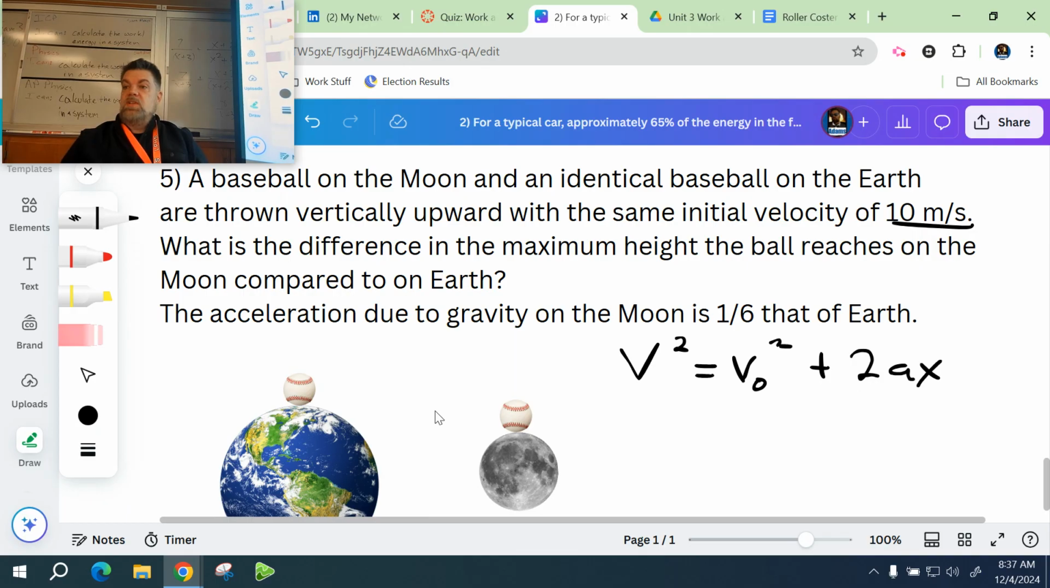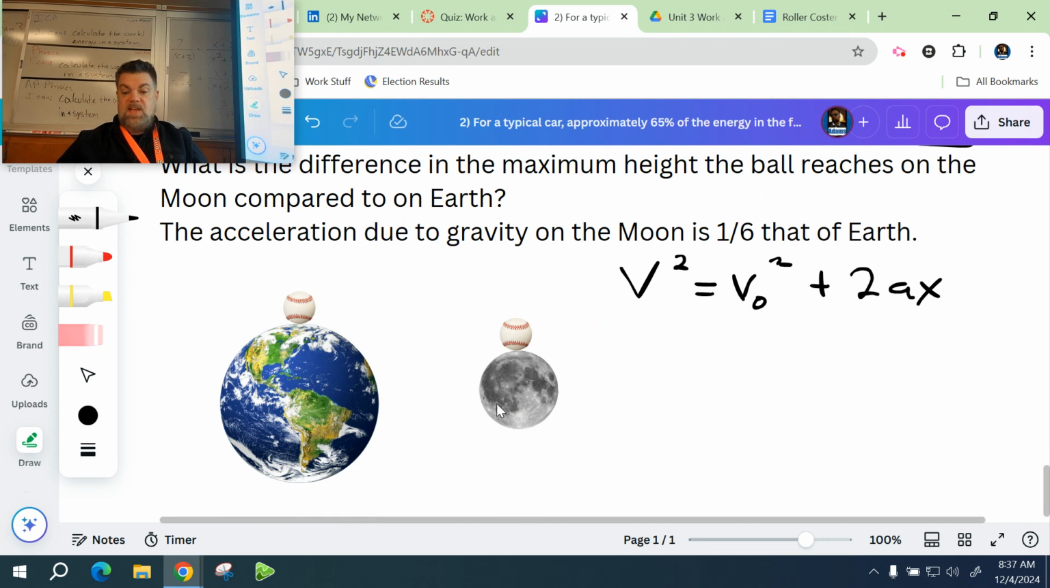You could do this problem using this formula, and I'm going to do it. We're going to do them both ways so you guys can see. One, we could do kinematics, which is Newton's laws of motion and the equations associated with those. And the other way is we could use energy, conservation of energy. The interesting thing about this is that whatever the height is on Earth, it's probably going to be about 1/6 that on the moon. Okay?